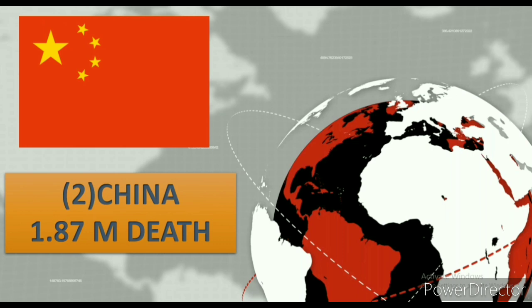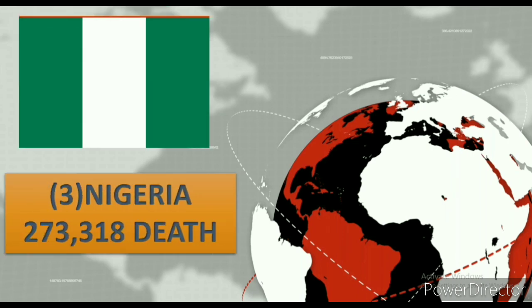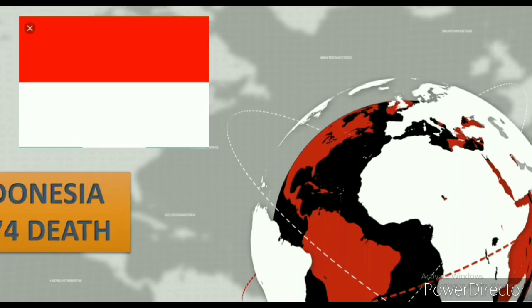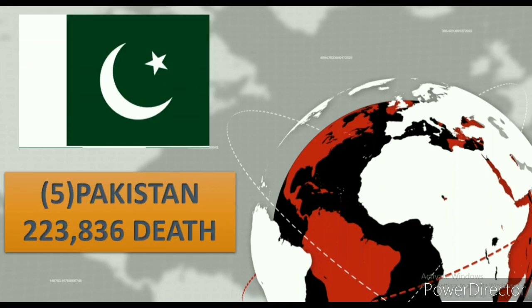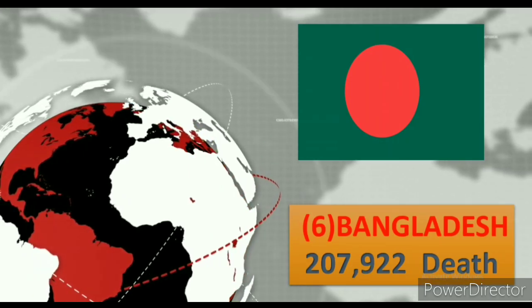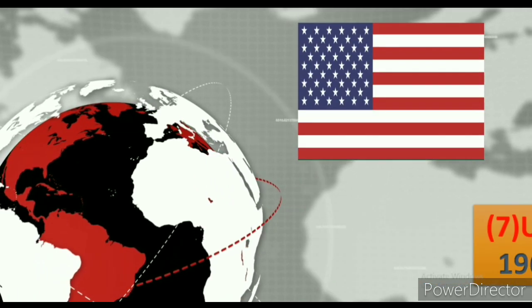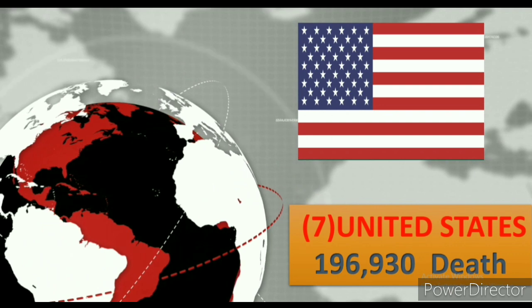Second, China, 1.87 million deaths. Number third, Nigeria, 2,73,318 deaths. Number fourth, Indonesia, 2,32,974 deaths. Number fifth, Pakistan, 2,23,836 deaths. Number sixth, Bangladesh, 2,07,922 deaths. Number 7th, United States, 1,96,930 deaths.